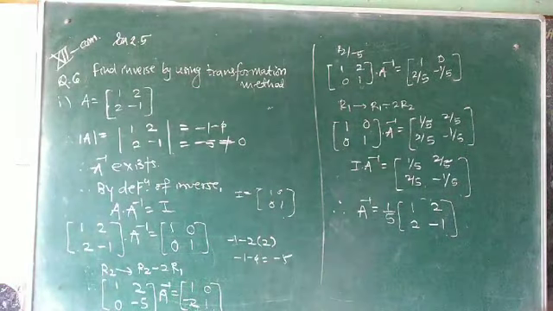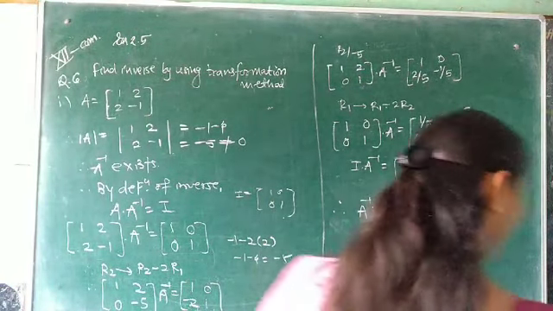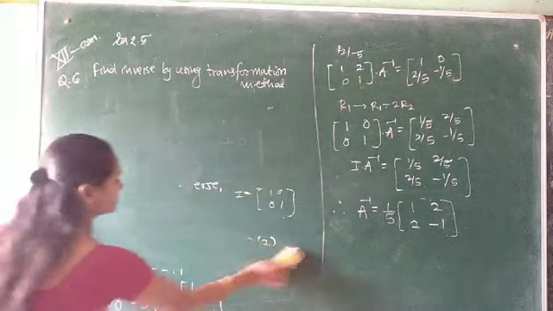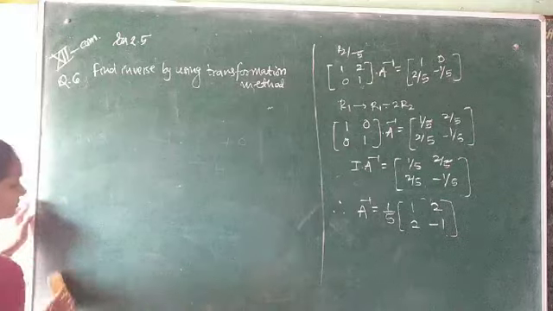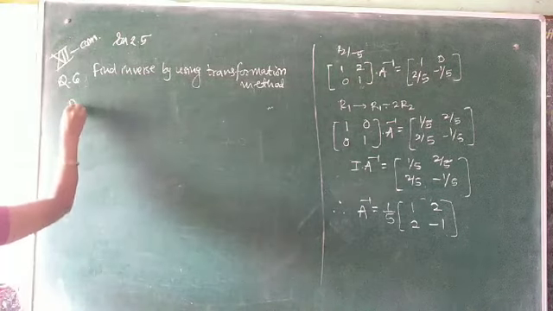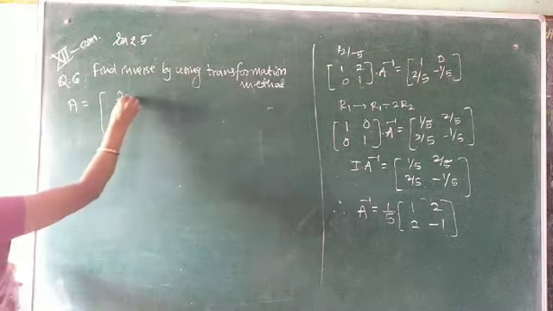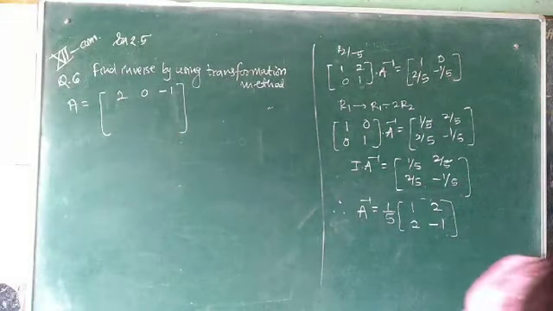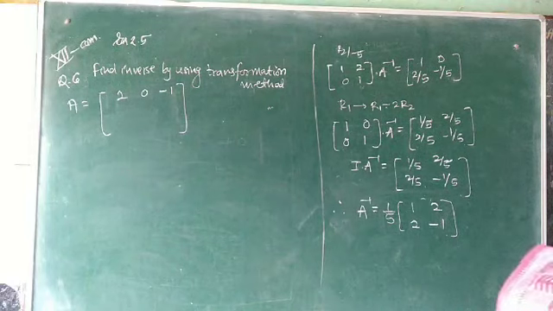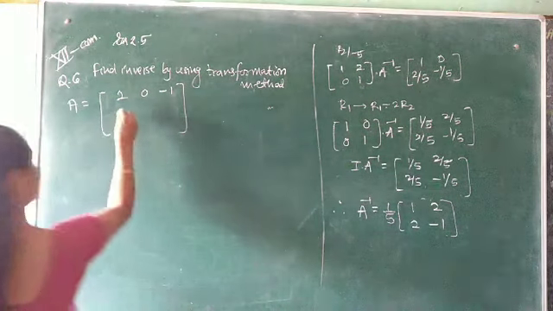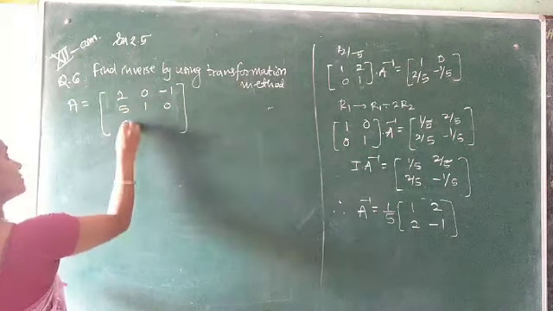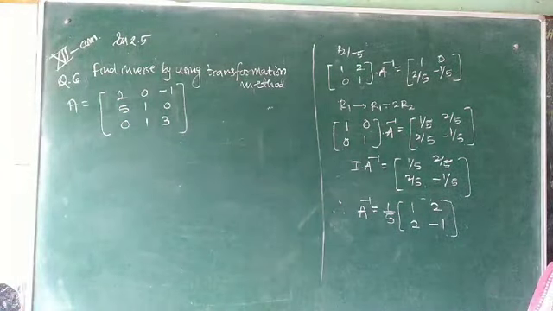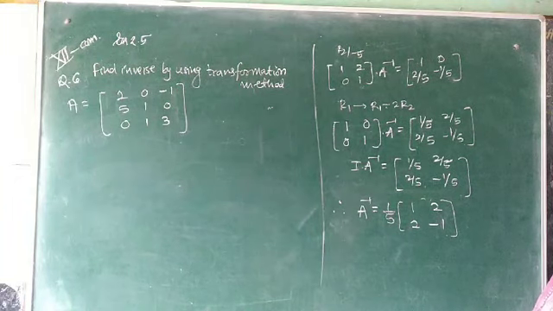Now see the next example, the second one. The matrix is 2, 0, minus 1; 5, 1, 0; 0, 1, 3. So first look at here.